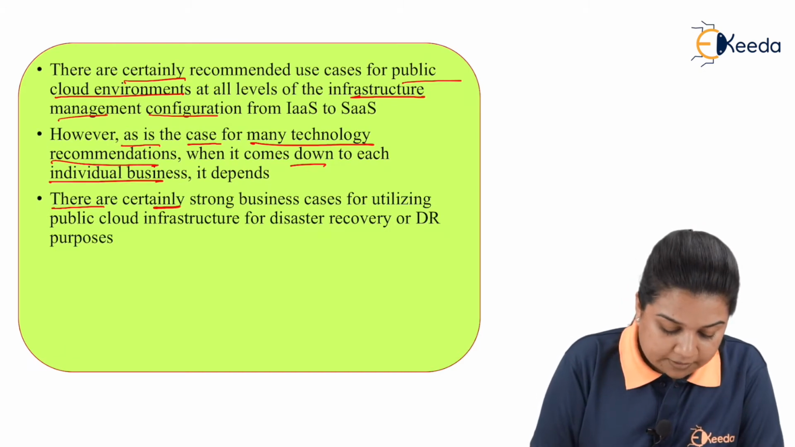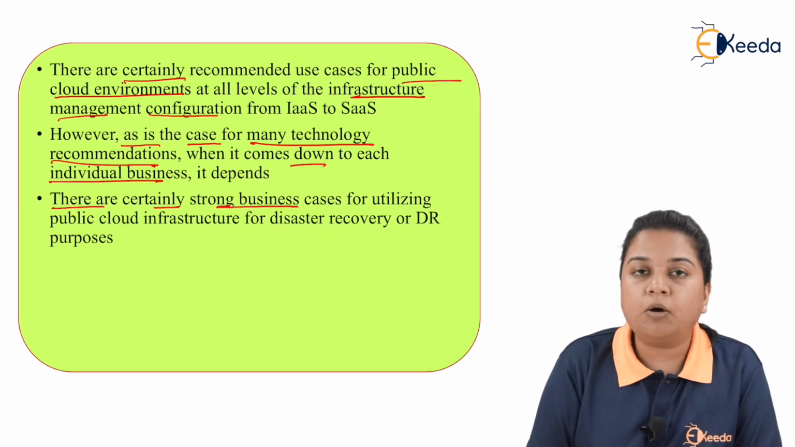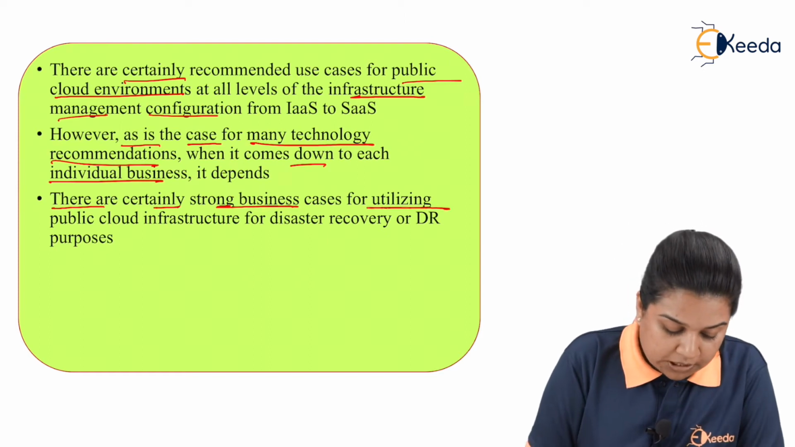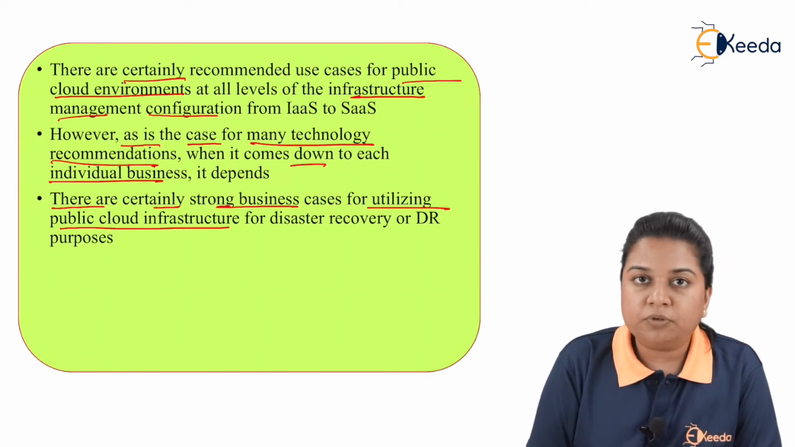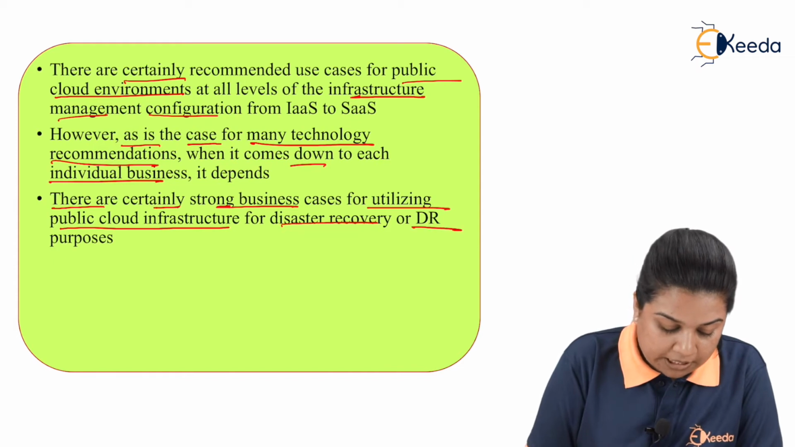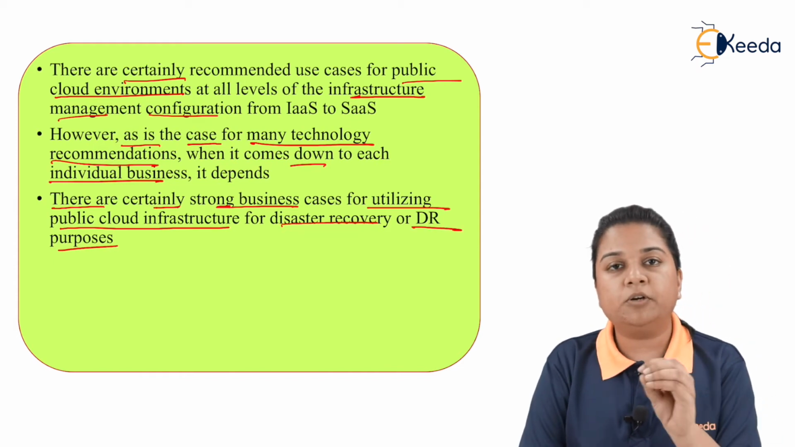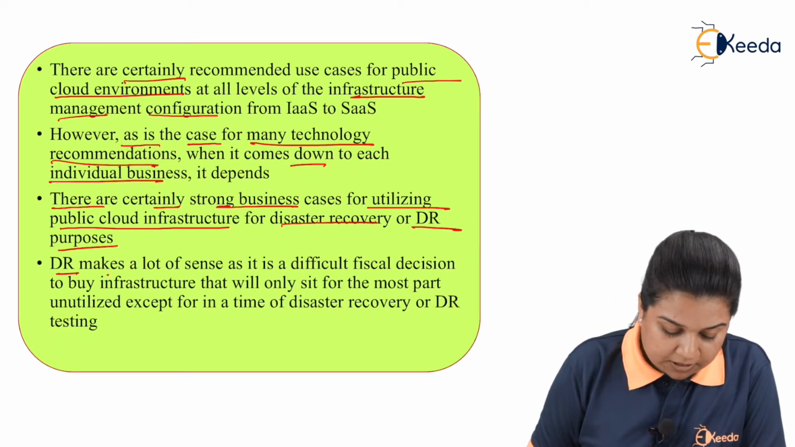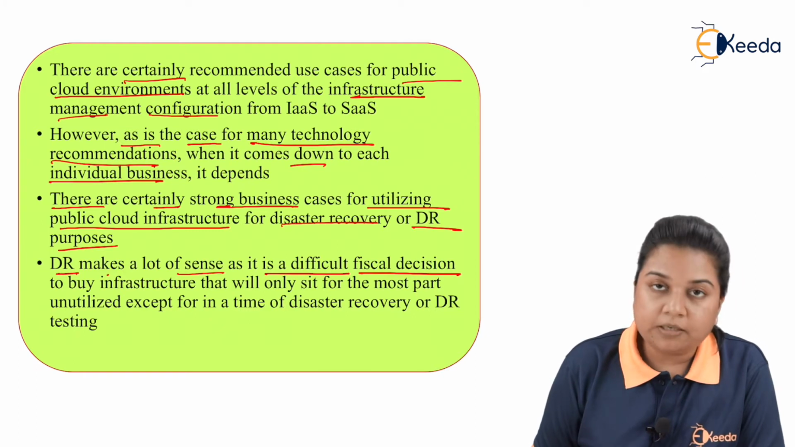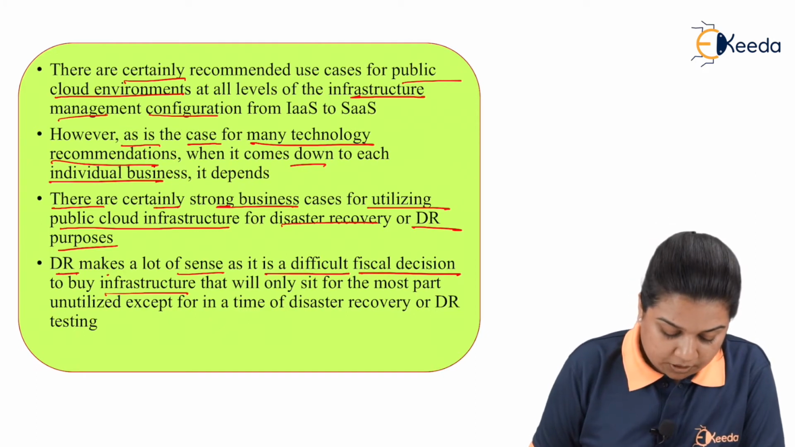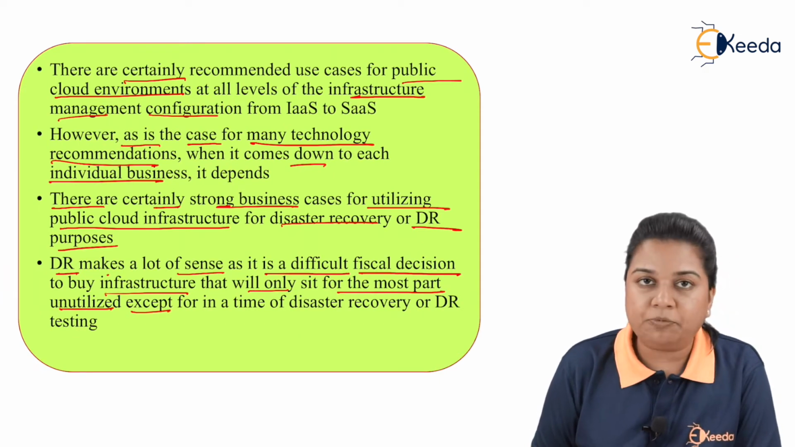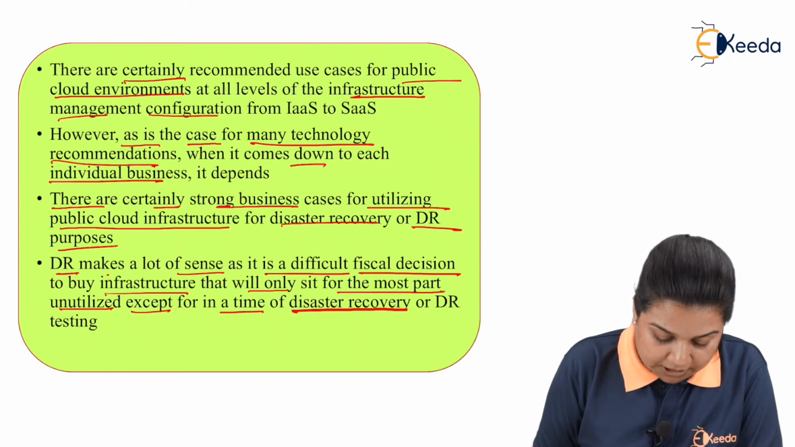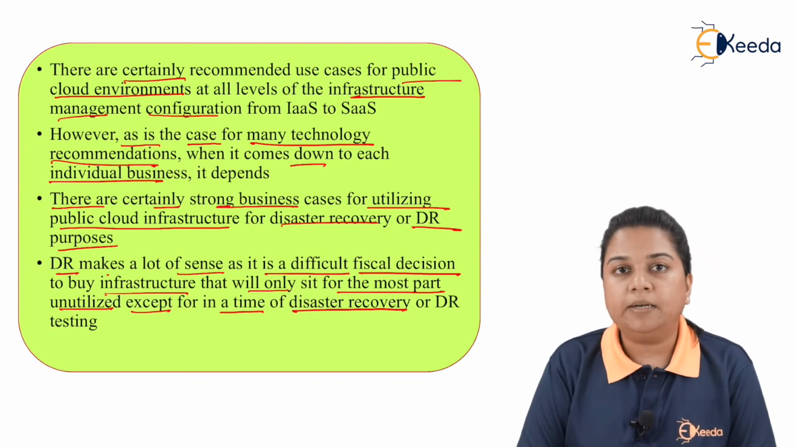There are certainly strong business cases for utilizing public cloud infrastructure for disaster recovery purposes. Disaster recovery is often called DR. DR makes a lot of sense, as it is a difficult fiscal decision to buy infrastructure that will, for the most part, sit unutilized except in a time of disaster or DR testing.